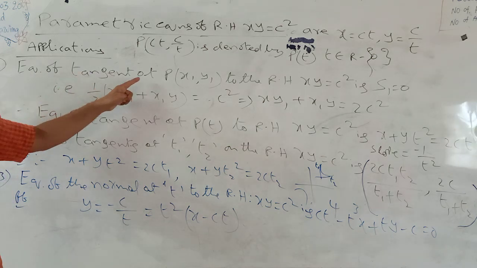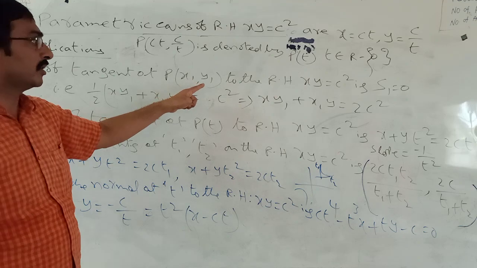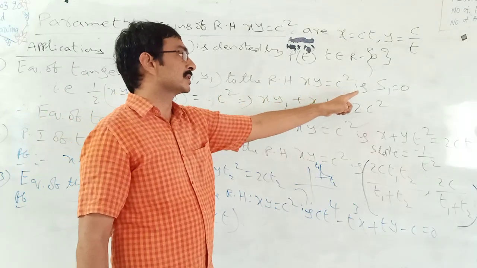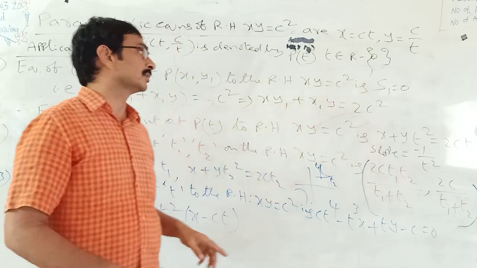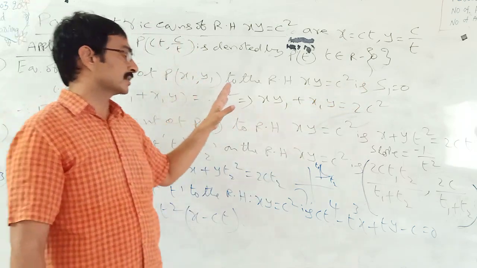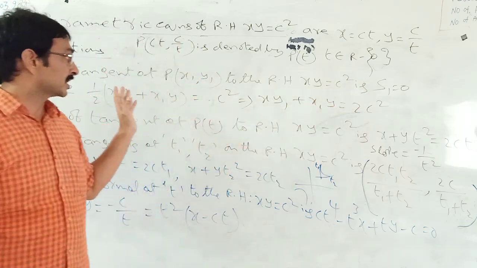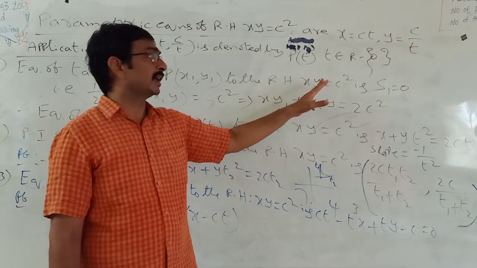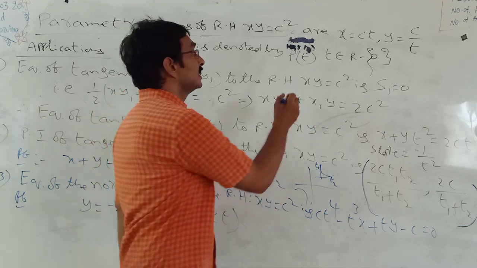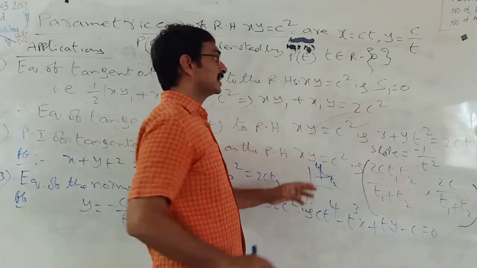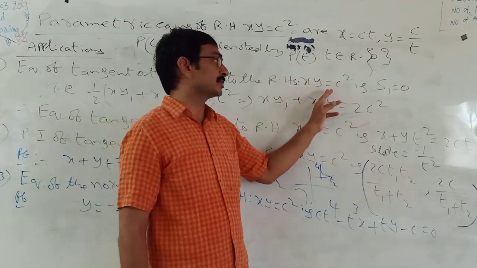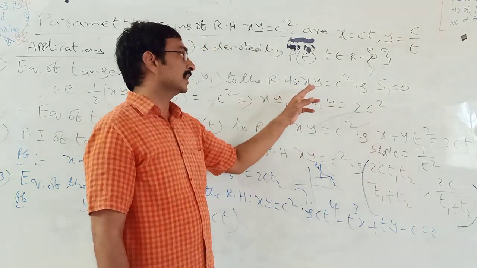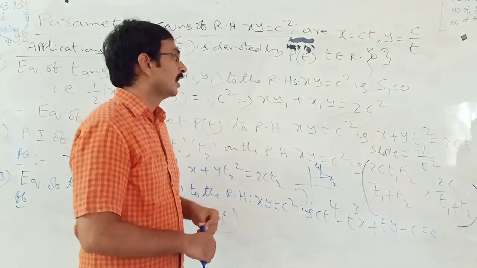The equation of the tangent at P x1 comma y1 to the rectangular hyperbola xy equal to c square is s1 equal to 0. Not only for this: I already told you the equation of the tangent at x1 comma y1 to any second degree curve s equal to 0 is s1 equal to 0. But here s is xy minus c square.